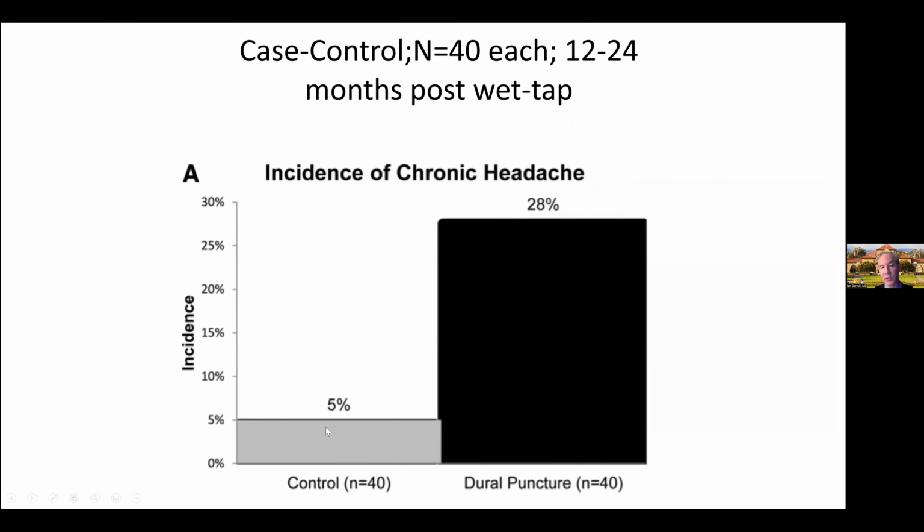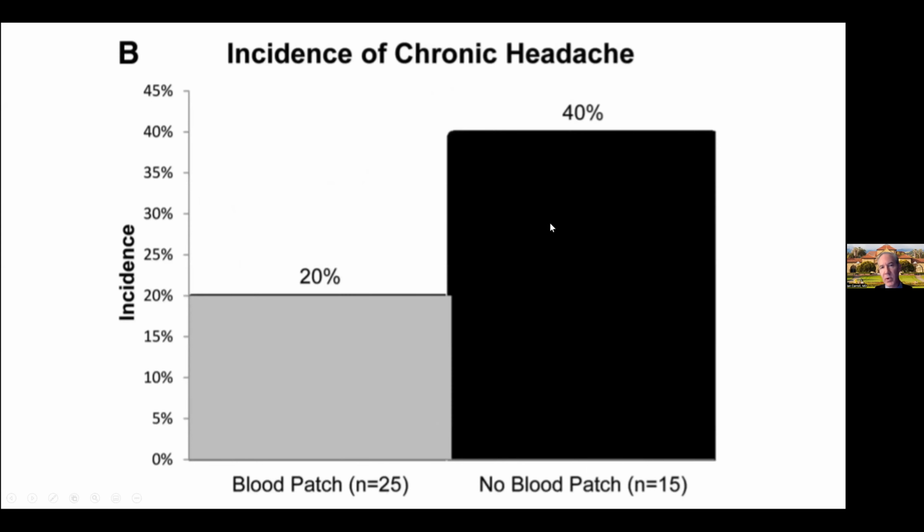And what you see is among the controls, the patients who had a baby and had an epidural but no known dural puncture, the rate of new chronic headache is only 5%. But if you had an accidental wet tap at a major university that was recognized and thought to have been treated appropriately, the likelihood of new chronic headaches was close to a third, 28%. When they broke that down by whether they were given conservative treatment or a blood patch, what you can see is the patients who were given no blood patch had a 40% incidence of headache. And those that had received a blood patch had that cut in half to 20%.